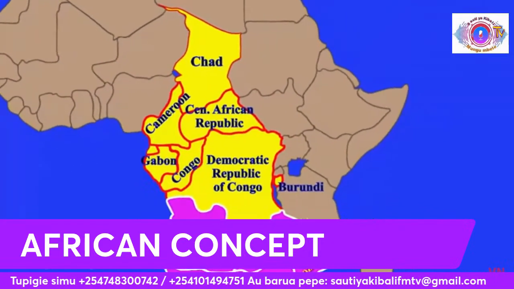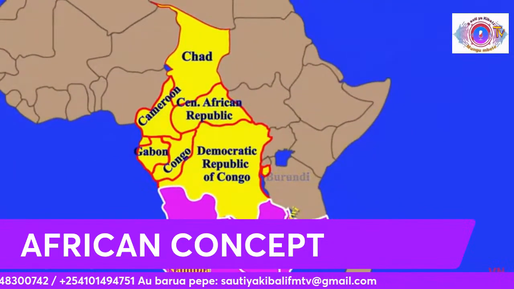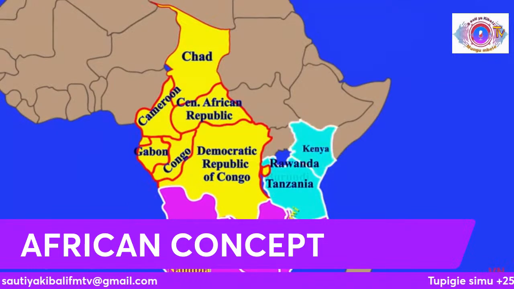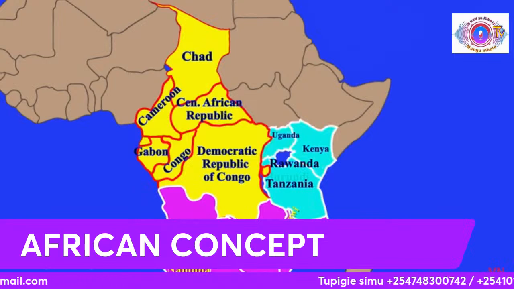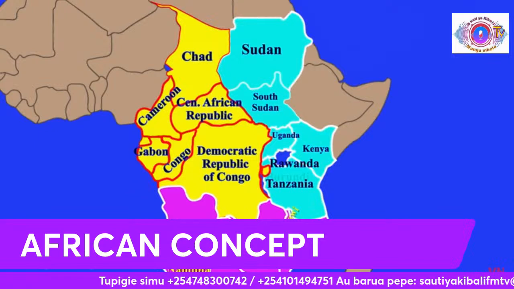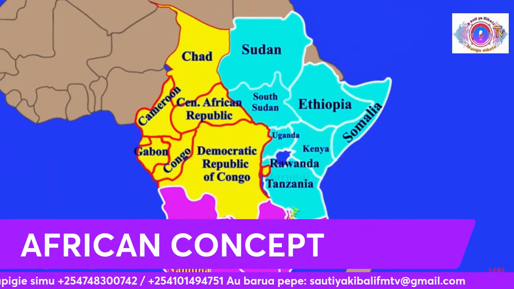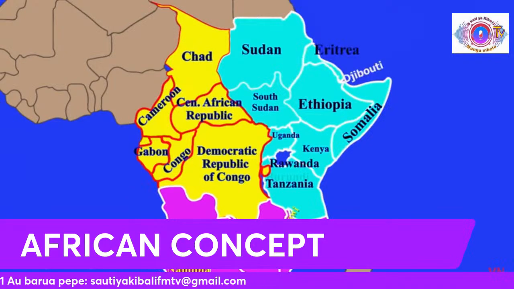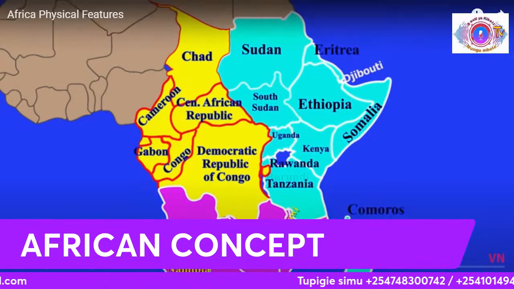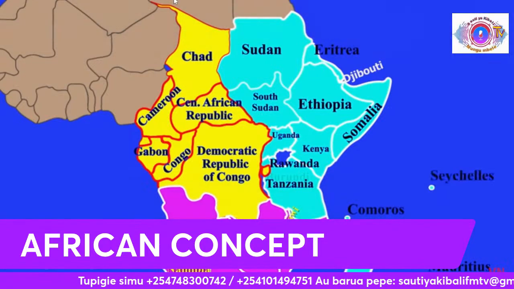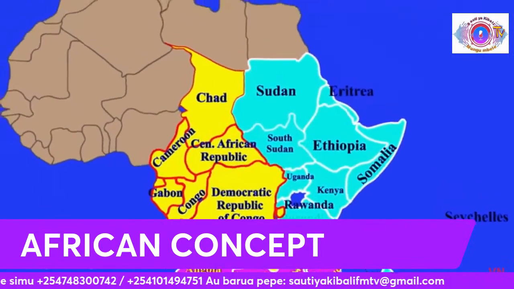Then we come to the Eastern Division. Here the countries are Tanzania, Rwanda, Kenya, Uganda, South Sudan, Sudan, Ethiopia, Somalia, Eritrea, Djibouti, Madagascar, Comoros, Mauritius, and Seychelles.